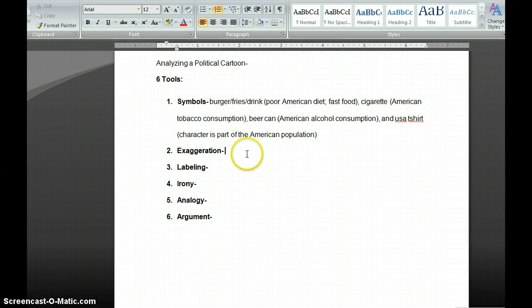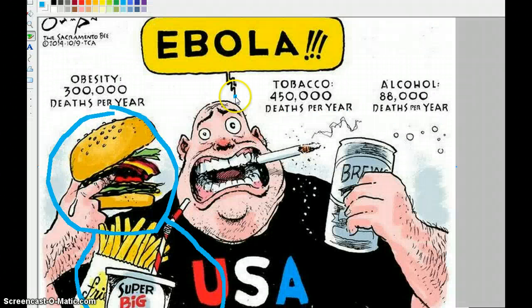Alright, so we're going to go back. So the exaggeration aspect that we're looking at is the panicked expression. So the next tool of analysis we're going to use is labeling. So that's literally the text that is happening within the picture.